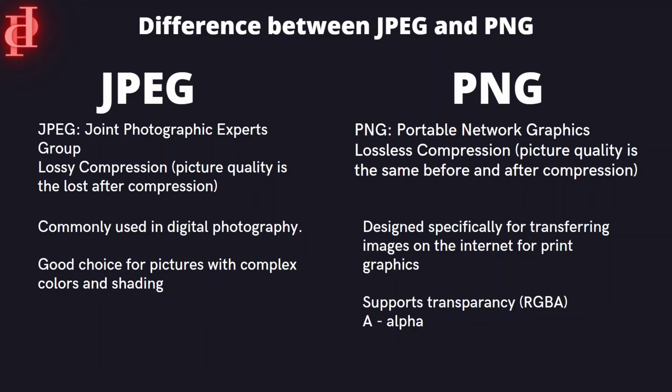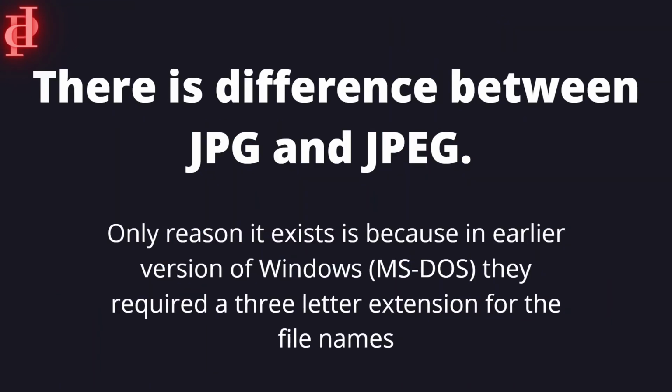Now, let's also talk about what the main difference is between JPG and JPEG. It might come as a surprise to most of you, but there's no difference between these two. It's just that older Windows versions, for example MS-DOS, were programmed in such a way that they required only 3-letter extensions, and you could not extend this. Then when they started upgrading Windows, they removed this restriction. So they changed it to JPEG, which made a lot more sense because it stands for Joint Photographic Experts Group.